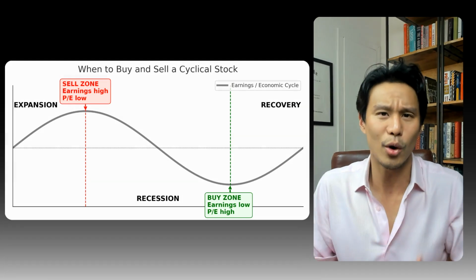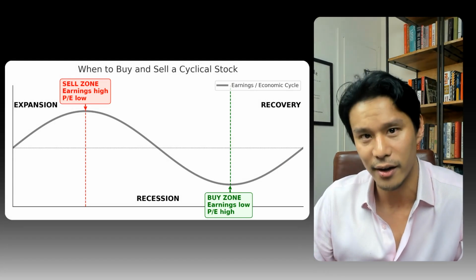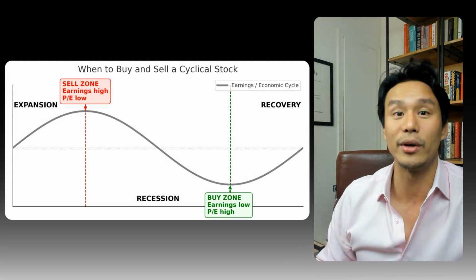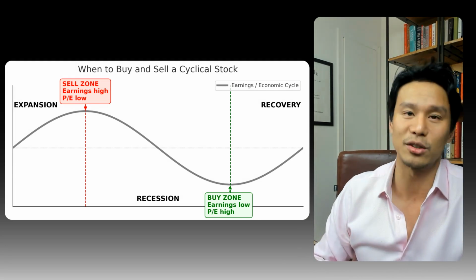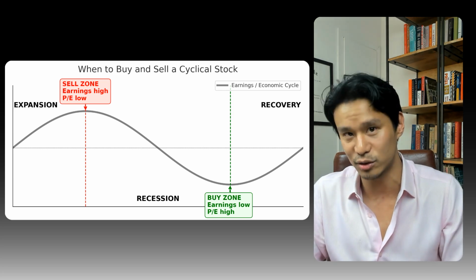Cyclical companies are sensitive to the economic cycle, like Robert Half. It's a staffing company. Its business tends to move up and down with the employment cycle. So you want to buy the company after an economic contraction, when earnings are low, and then sell it when the economic cycle is at its peak, when earnings are high. The PE multiple is one of the indicators for those turning points.